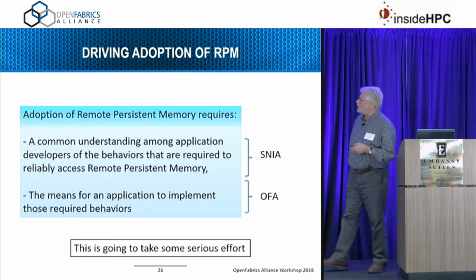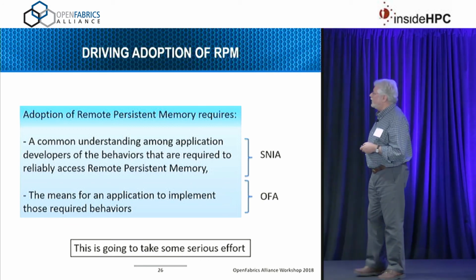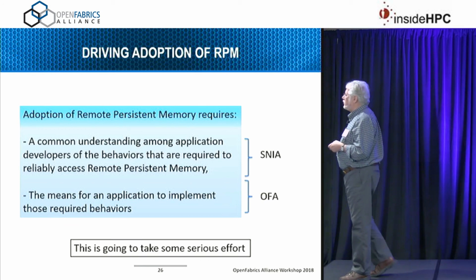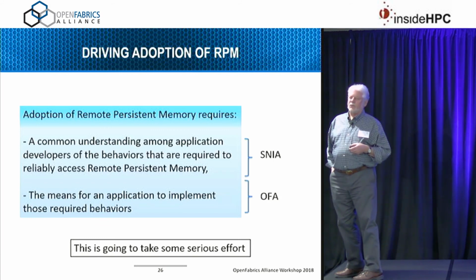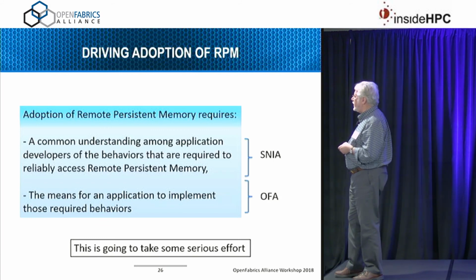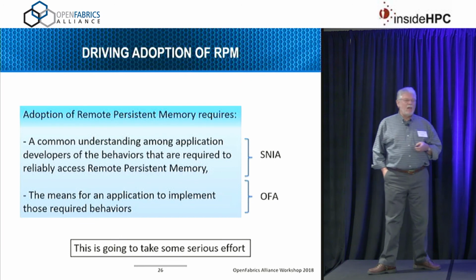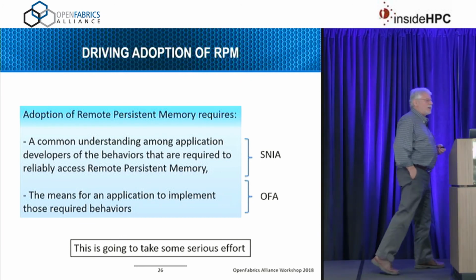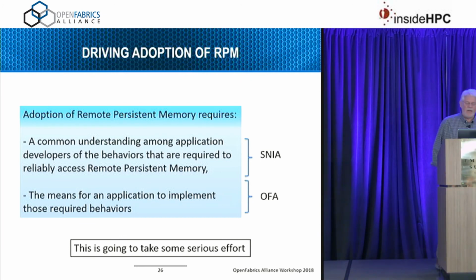So how do we drive this adoption of RPM? I'm getting to the very end here. It's going to require two things. One is what SNIA calls programming models, which is a common understanding among application developers of the behaviors that you should use to access this persistent memory in a reliable way.